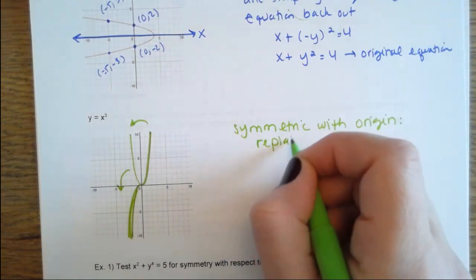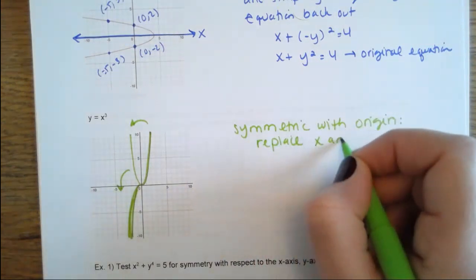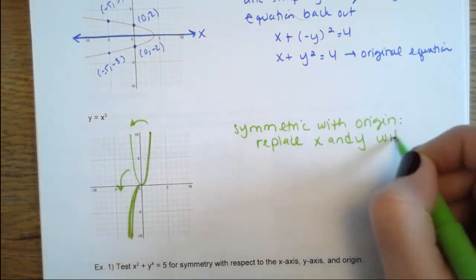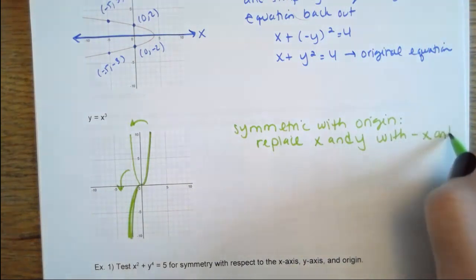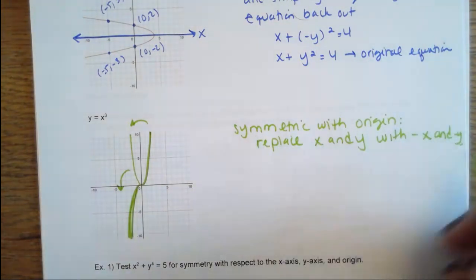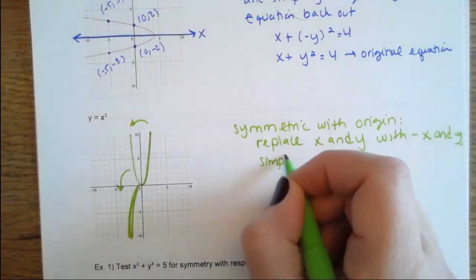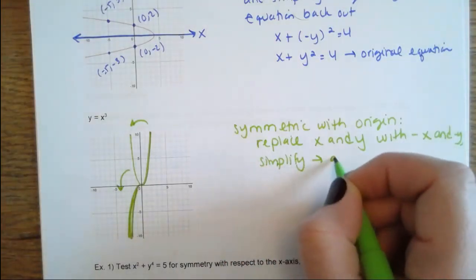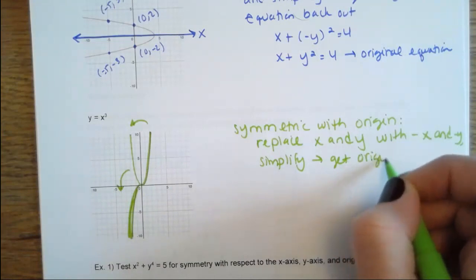Algebraically, what you're going to do is replace x and y with negative x and negative y. So you do both of them. You're going to plug that in, and of course simplify, and you'll get the original equation back out.